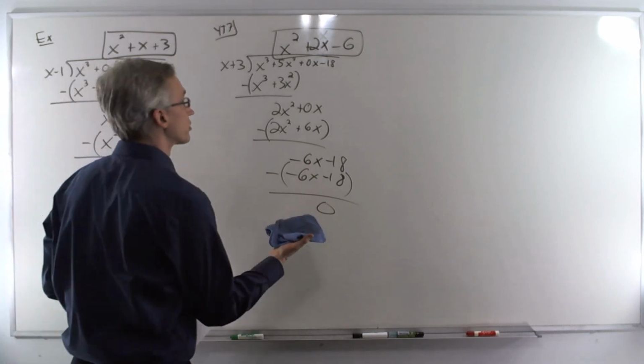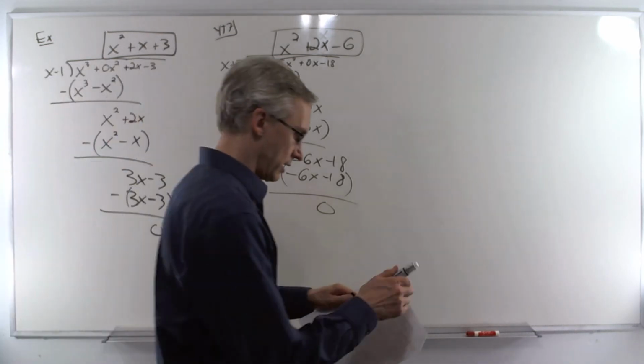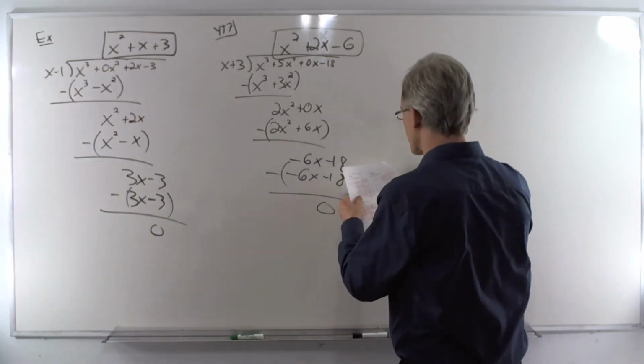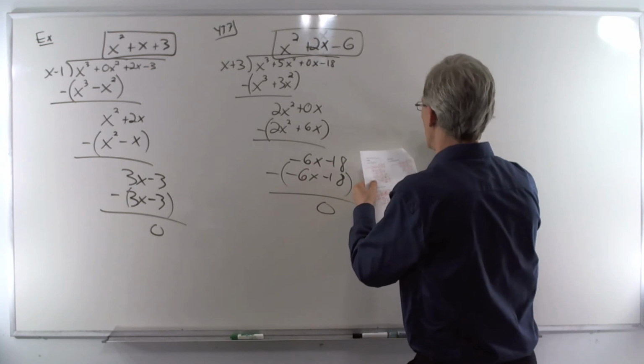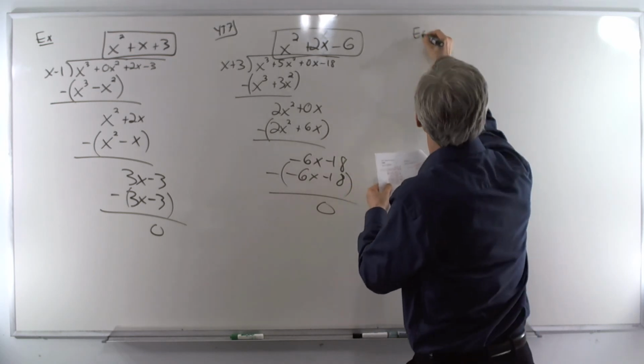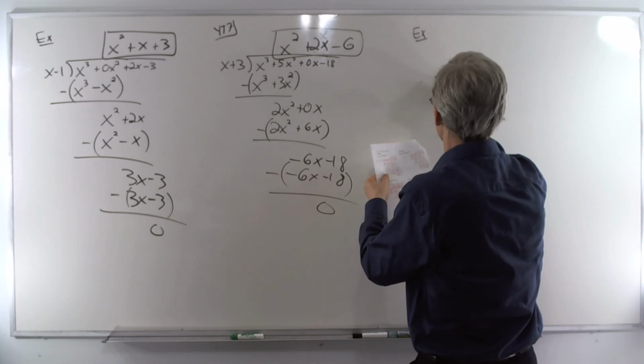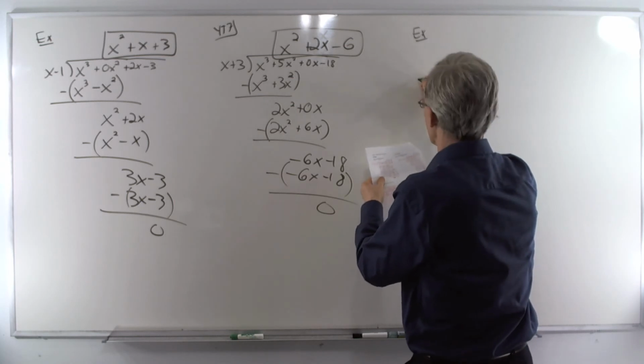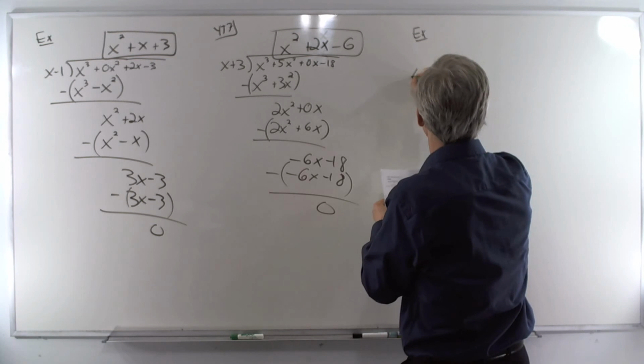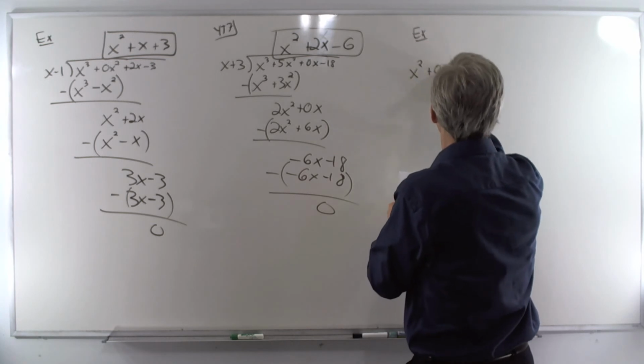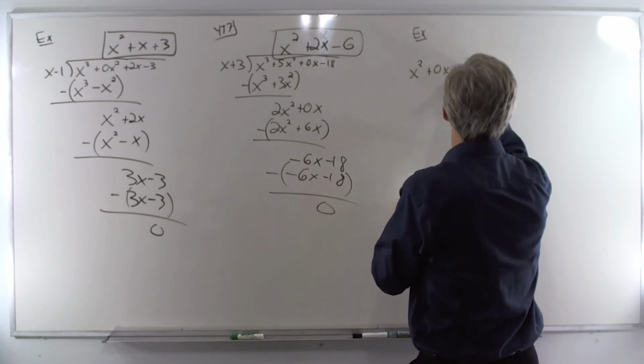We also may have a missing term in the divisor. And it's helpful to use placeholders there as well. So for next example, the divisor is x squared plus 3. So I'm going to write that as x squared plus 0x plus 3.